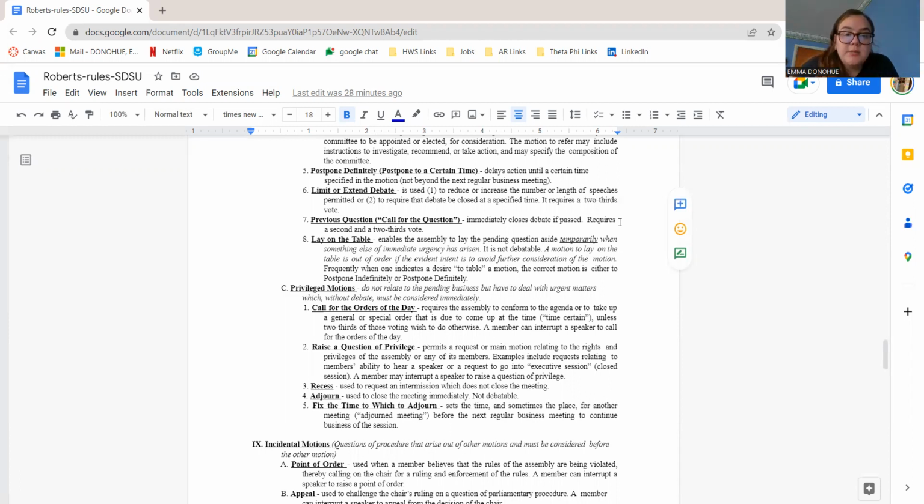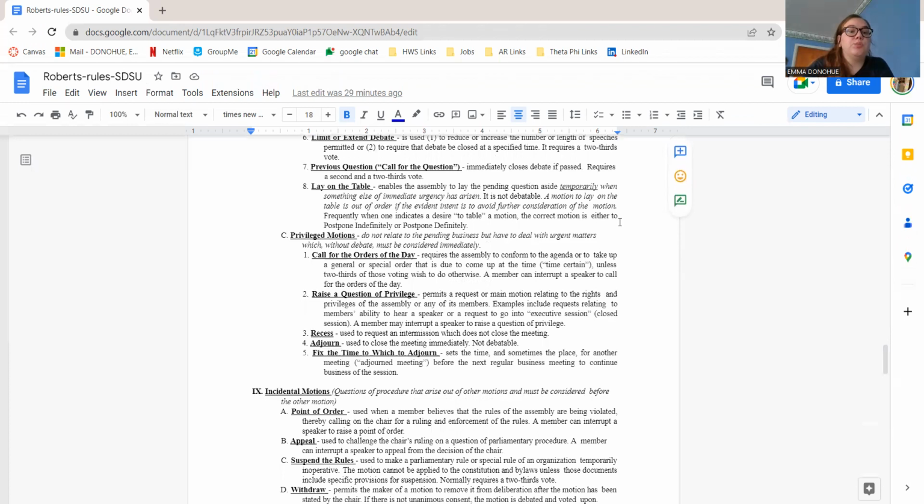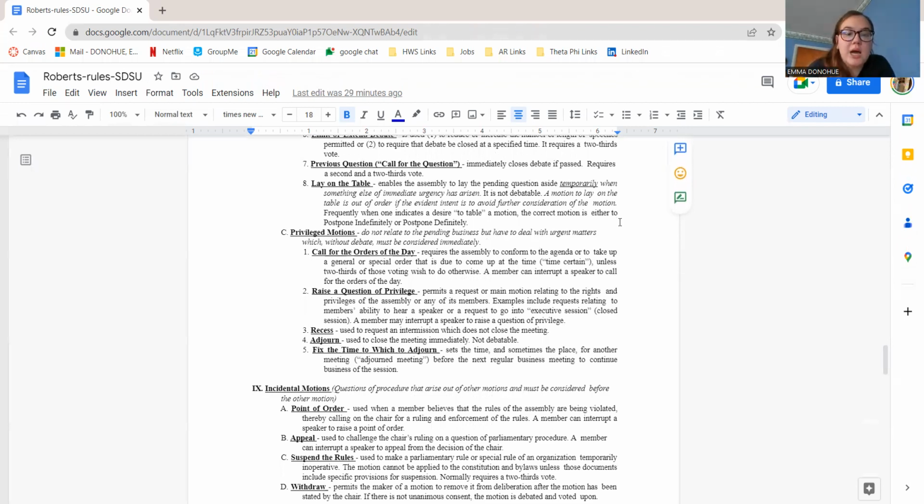The lay on the table enables the assembly to lay the pending question aside temporarily when something else of immediate urgency has arisen. It is not debatable. A motion to lay on the table is out of order if the evident intent is to avoid further consideration of the motion. Frequently, when one indicates the desire to table a motion, the correct motion is either to postpone indefinitely or postpone definitely.